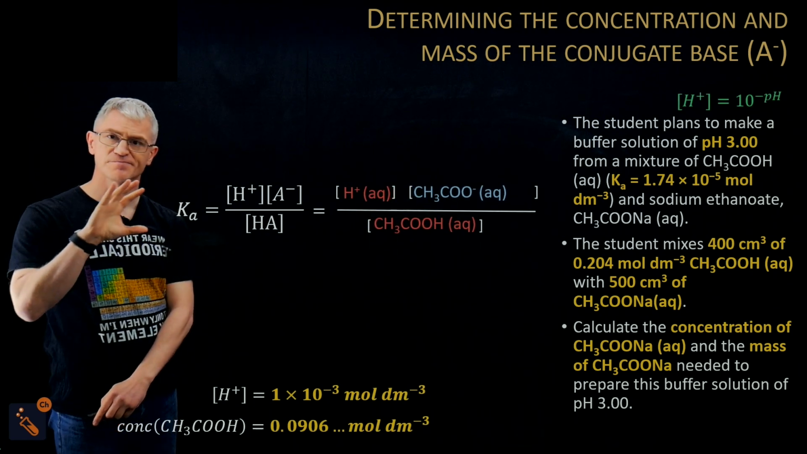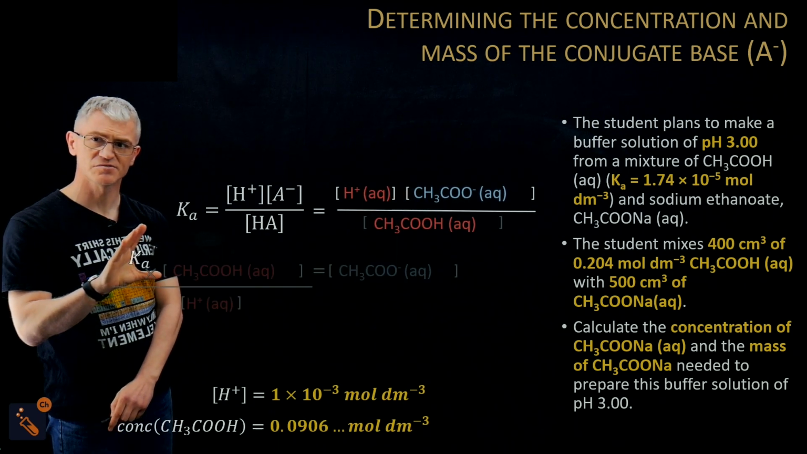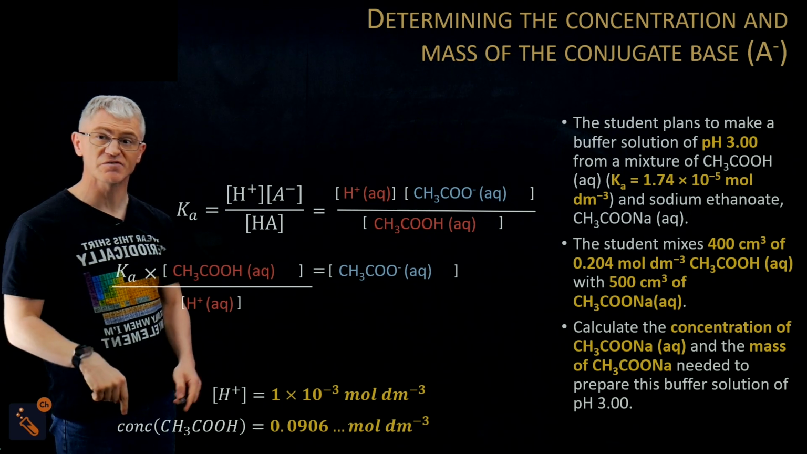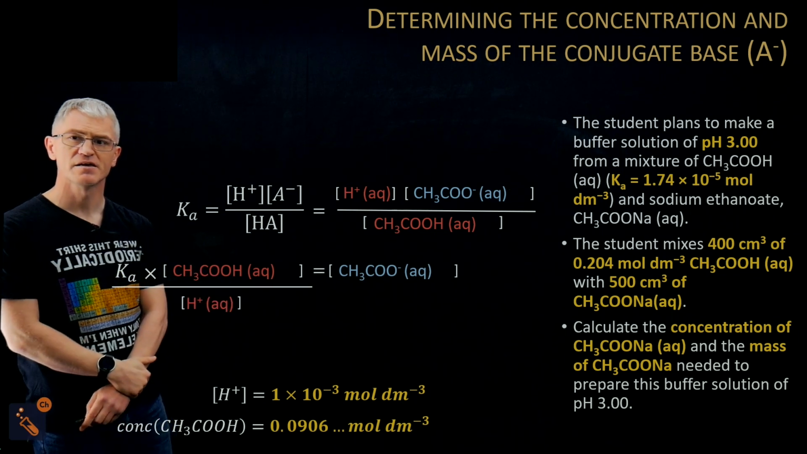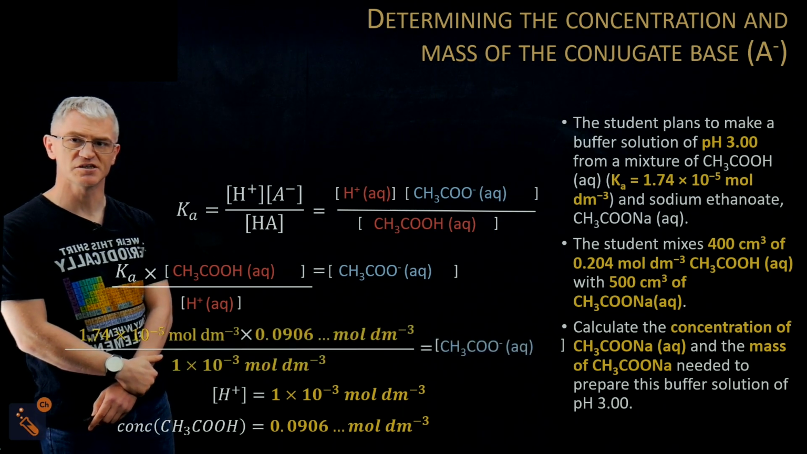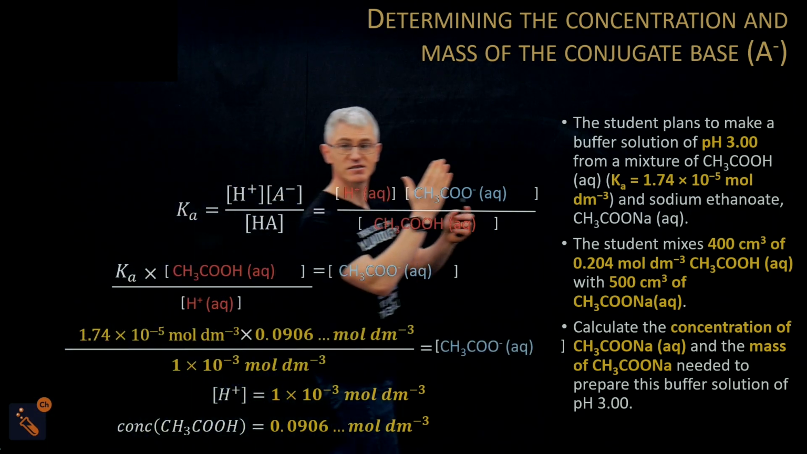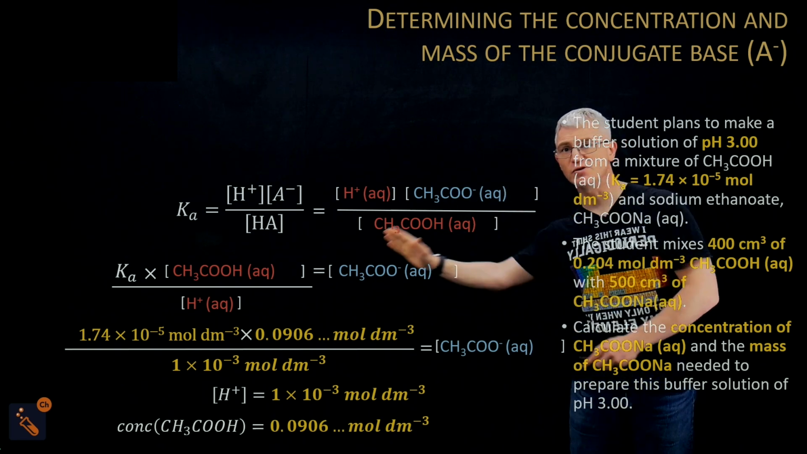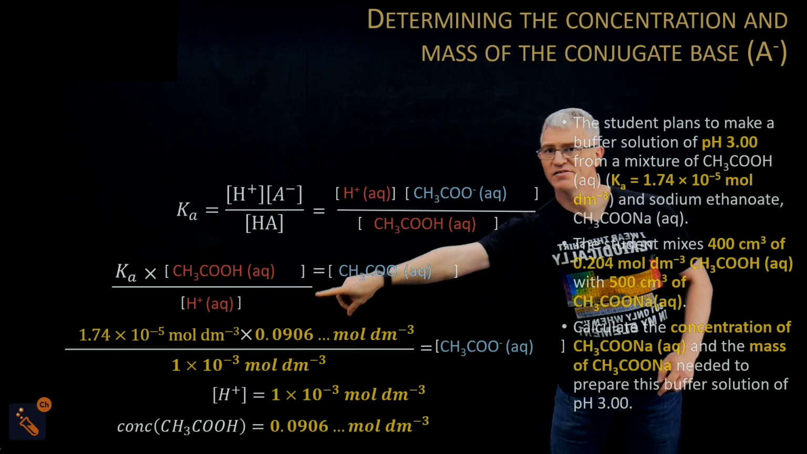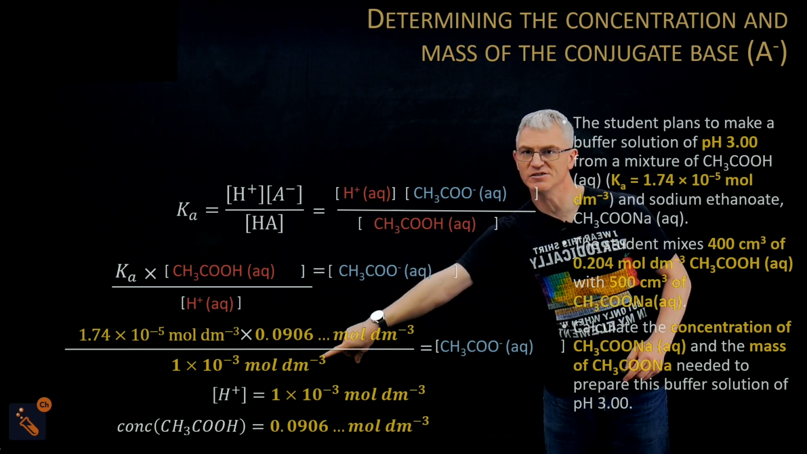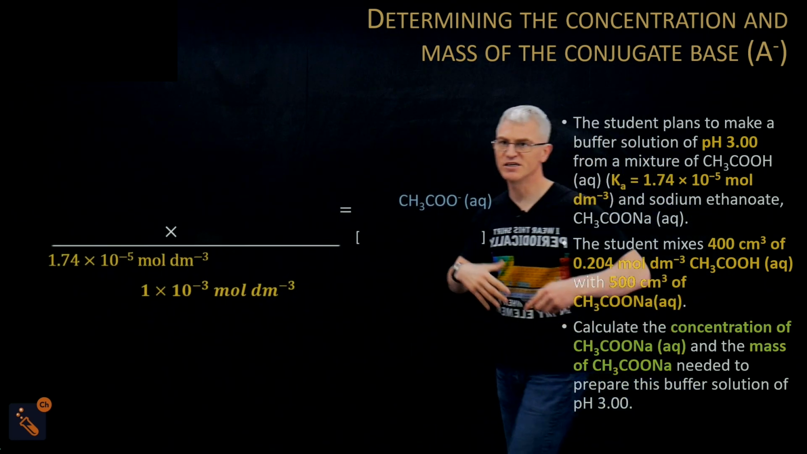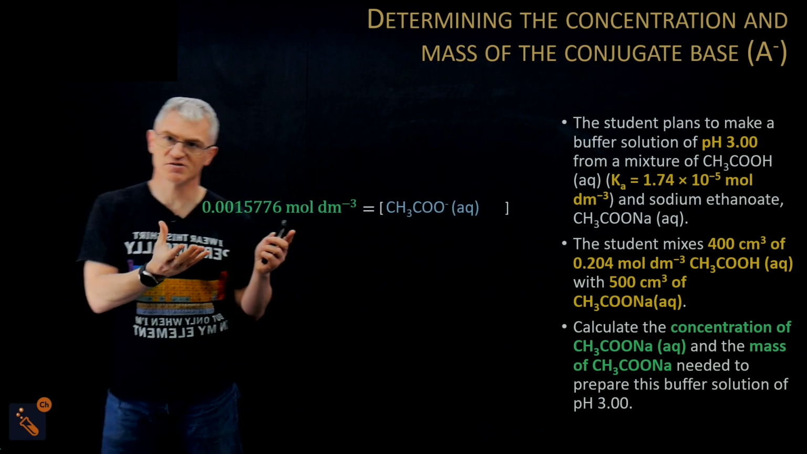Now, if that's the case, we need to rearrange it so that we can make A minus the subject, which we need to calculate. Then we start putting the numbers in. I'll get out of the way here so you can see. So we put all those numbers in. That number over there is our Ka, then we've got our concentration, then we've got our H plus. Put those all in, and then you've got this lovely concentration here.